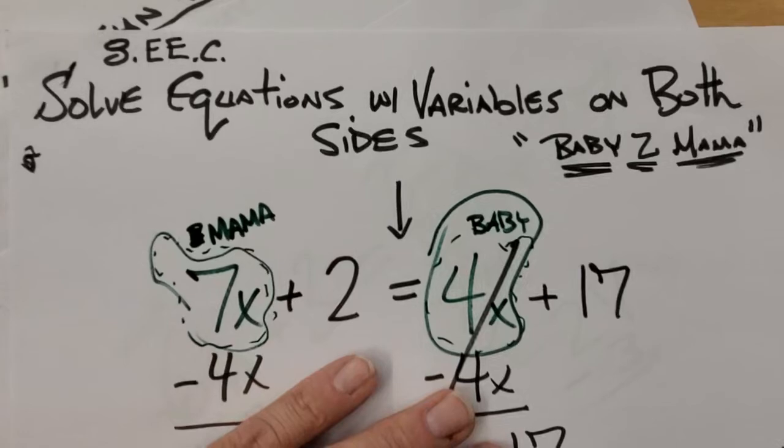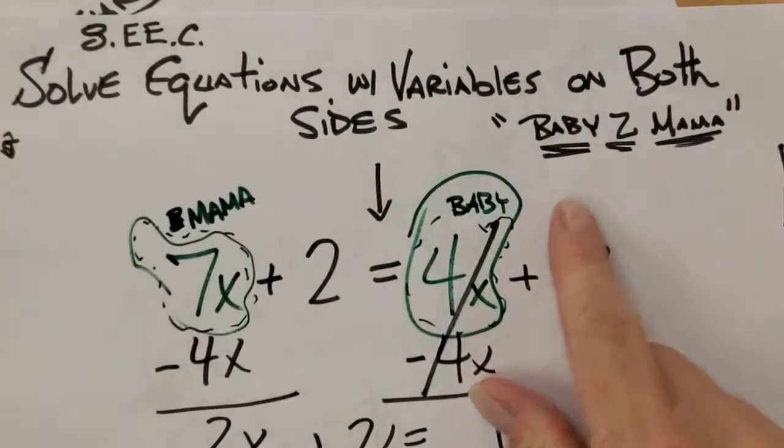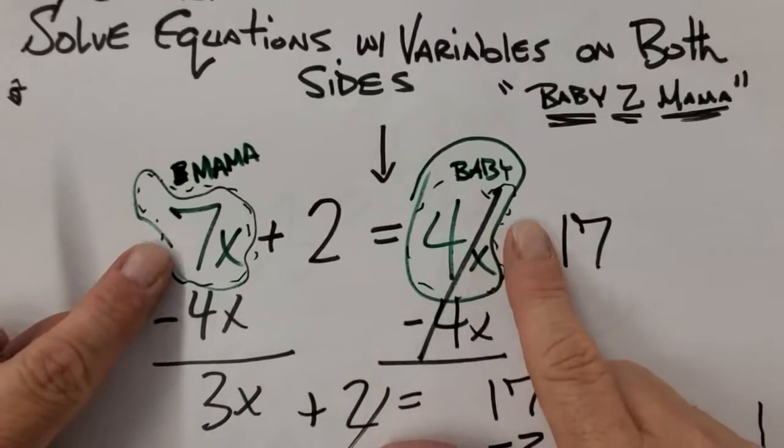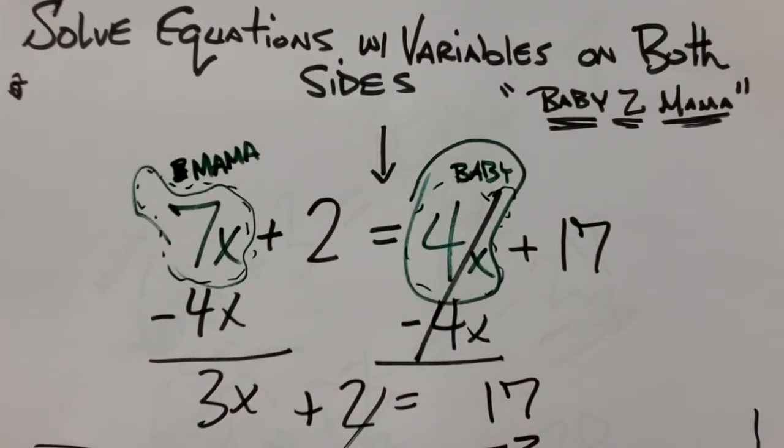So there you have it. We've solved equations with variables on both sides. When I say baby to mama, hopefully you get the idea. That means we're bringing the variable terms correctly together. Okay? Thank you.